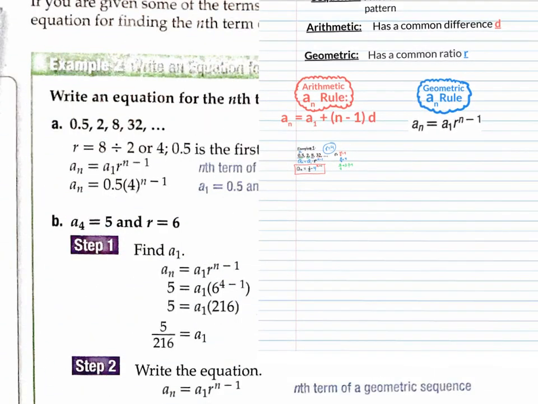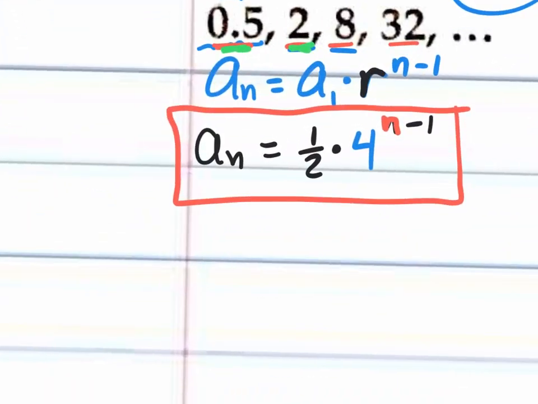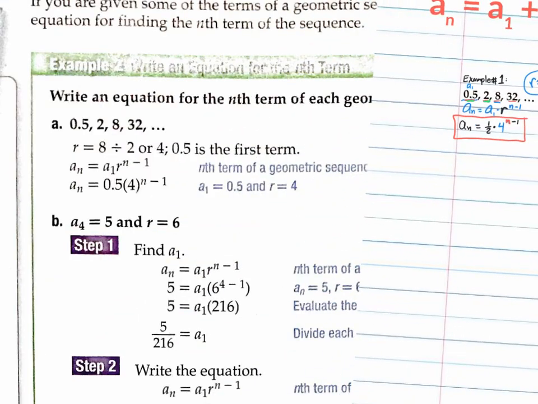Amazing, right? If we look at our a sub nth rule and compare it to the book, we see that it's exactly the same. A sub n equals the fraction 1/2 times that common ratio 4 to the power of n minus 1. Cool. And of course, not all questions are going to be that straight up, that easy.